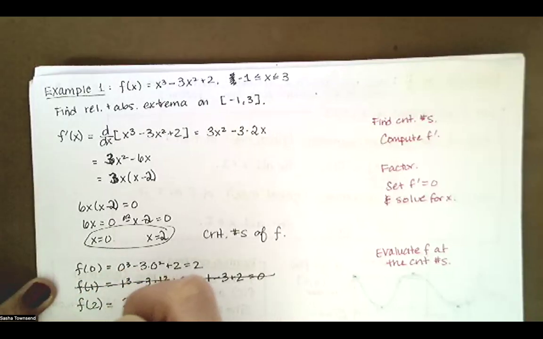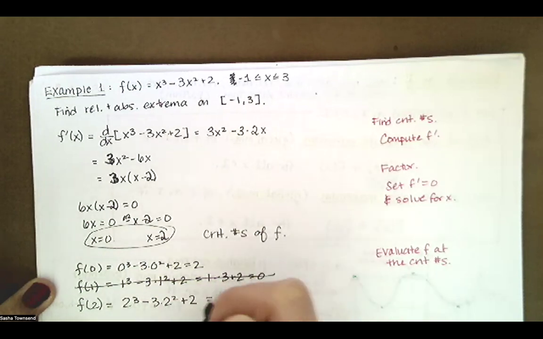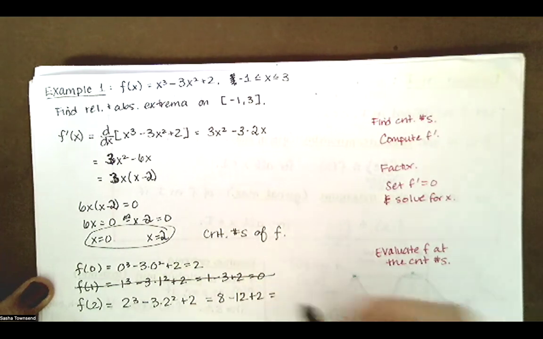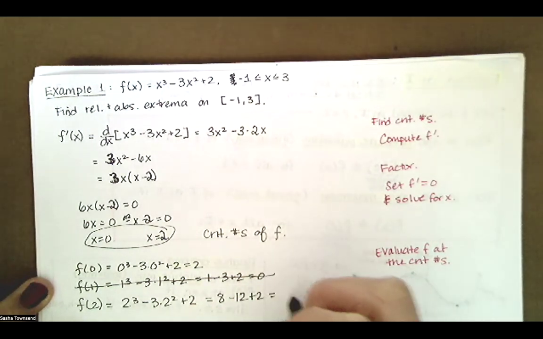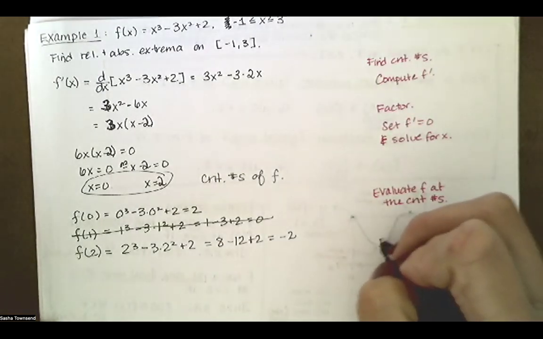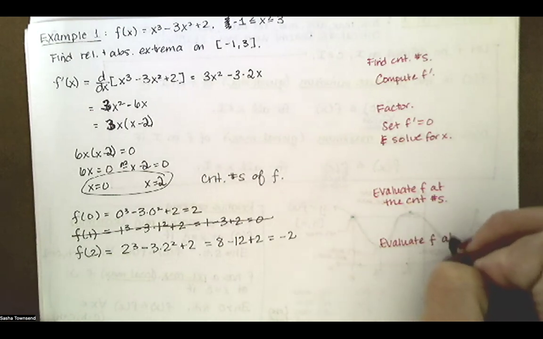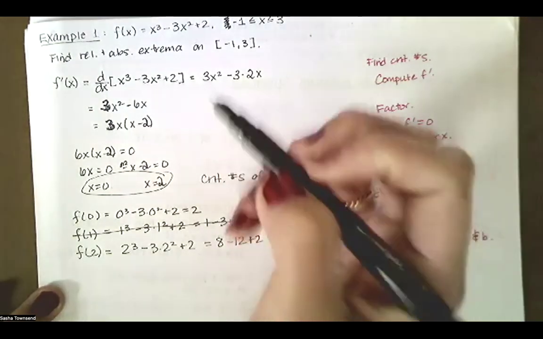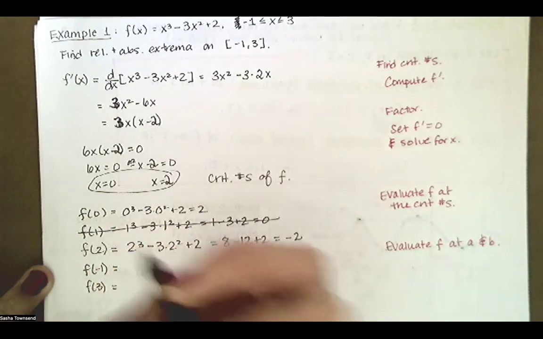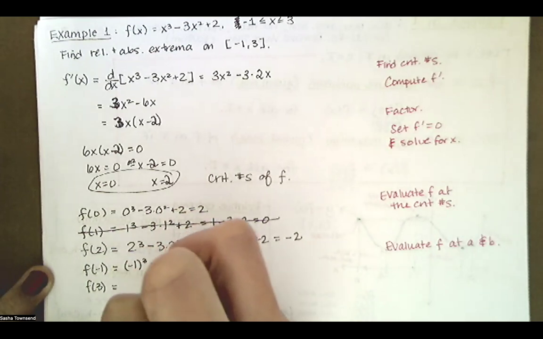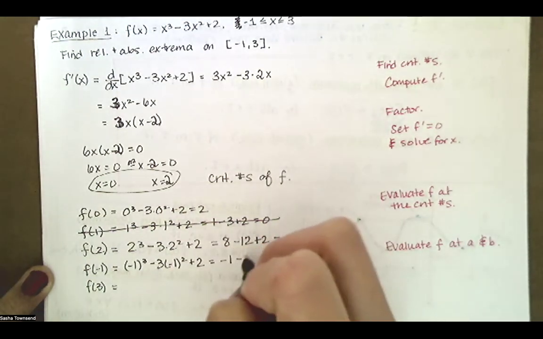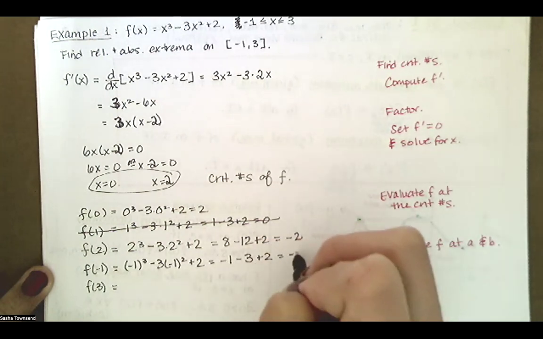We want f of 2. So you have 2 cubed minus 3 times 2 squared plus 2. So that's 8 minus 12 plus 2. Negative 12 plus 2 is negative 10. Negative 10 plus 8 is negative 2. And then we also want to evaluate f at the endpoints. So our endpoints are negative 1 and 3. Negative 1 cubed is negative 1. Negative 1 squared is 1. So we have 1 times negative 3, which is negative 3 plus 2. I have negative 4 plus 2, which is negative 2.